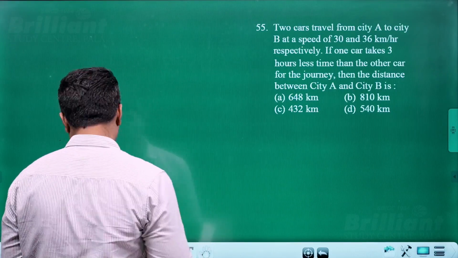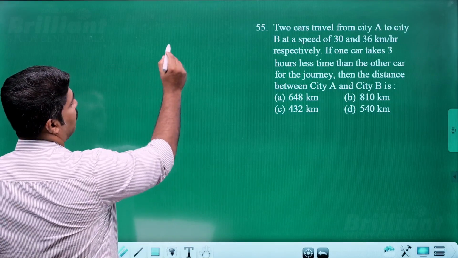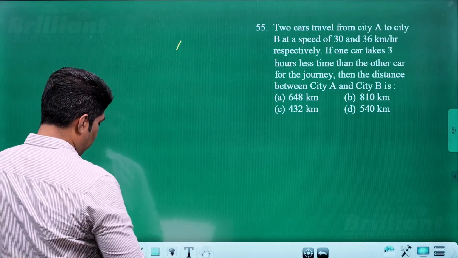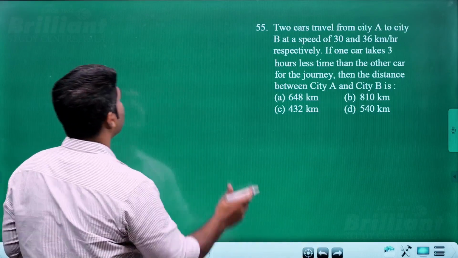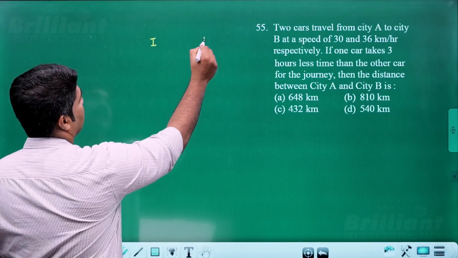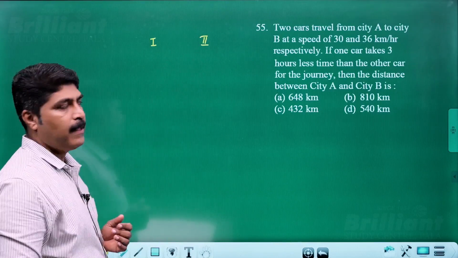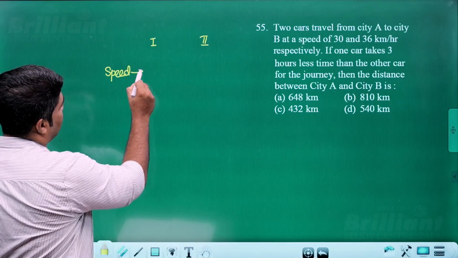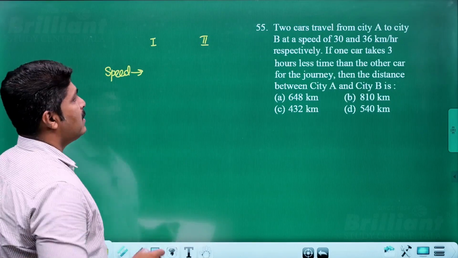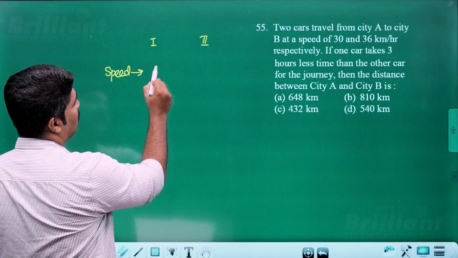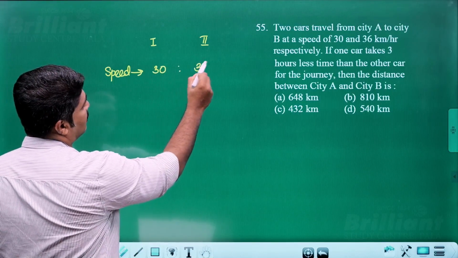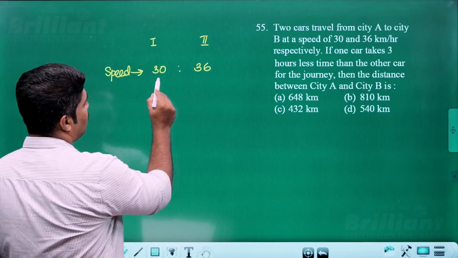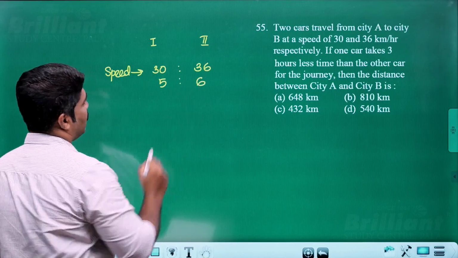So here, if you are considering the speed ratio of A and B, 2 cars, city A to city B. Suppose you are considering the first car to the second car, these 2 cars here. So what is the ratio of their speed? Whenever thinking about their speeds, it is given that speeds are 30 km per hour and 36 km per hour. You have to make it in the form of a ratio. 30 is to 36, that's simply 5 is to 6.